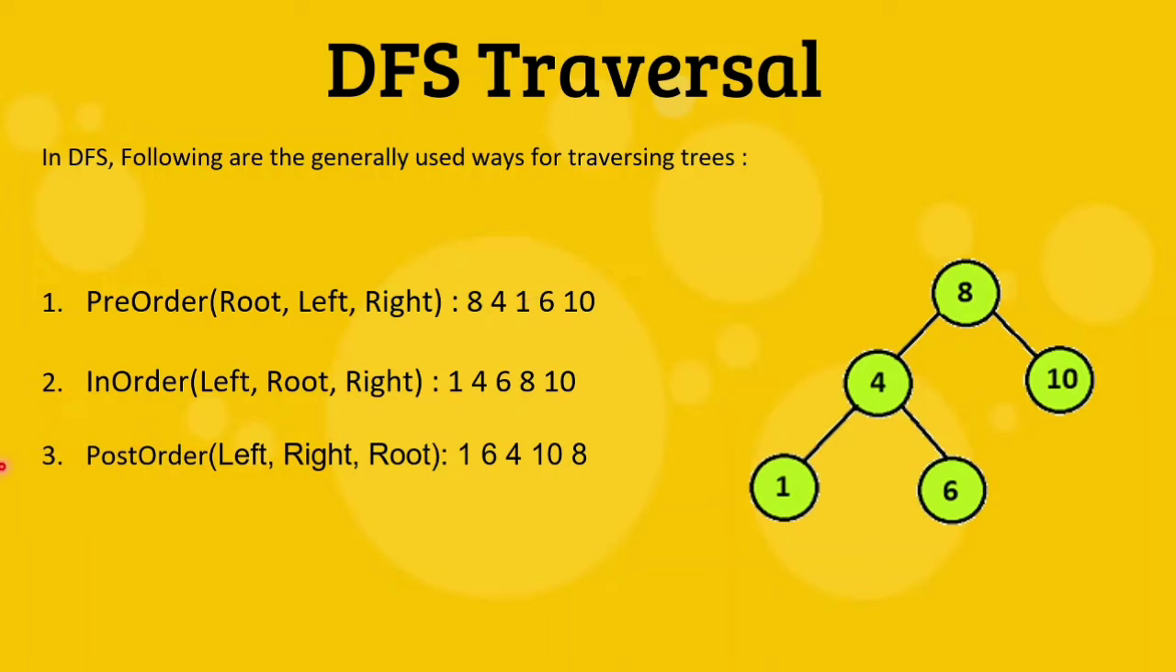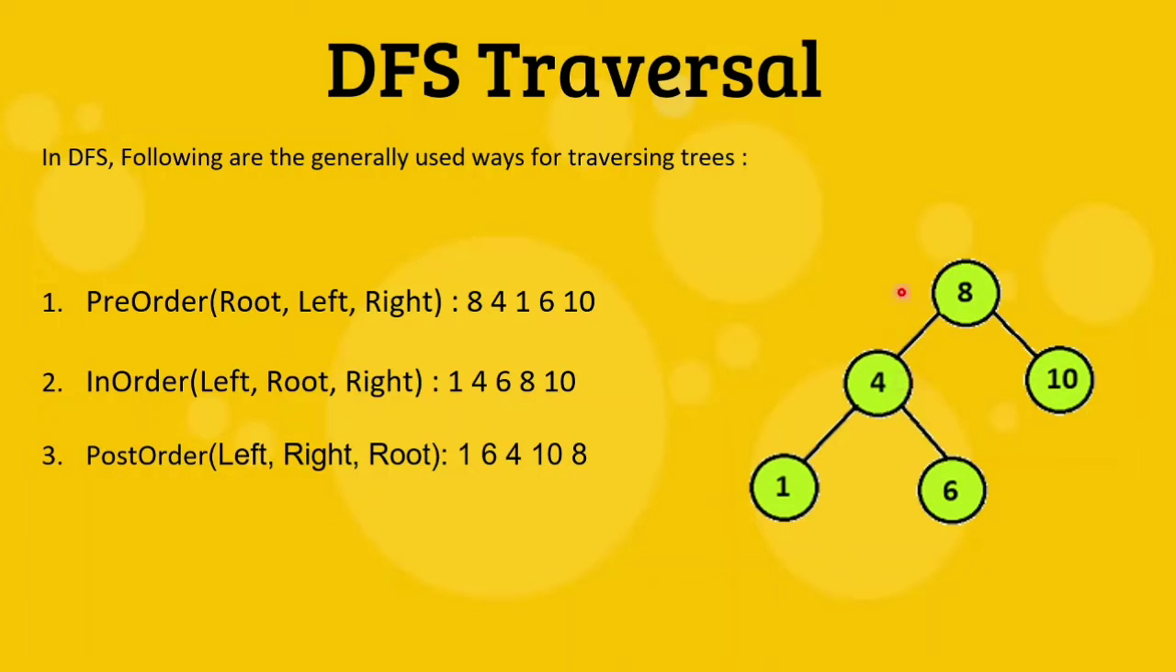Then in our next case, we have in-order. As the name suggests, in-order means the root will come between left and right. So here we will start with our root node, but here our left will come first. So we will start with root node 8. Firstly we will check for the left node. If it exists, then we will go to that. And then we will check if the left part exists, so we will go there.